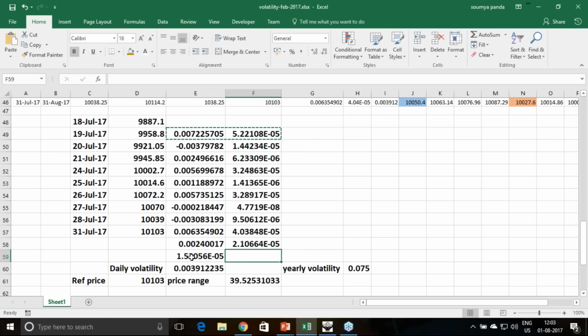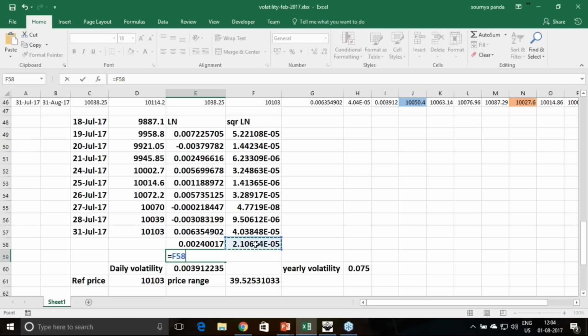Once the averages are calculated, you have to calculate the daily volatility. Whatever you have calculated in the square ln, we can name it as the square ln values, and this is the ln values. This is for our understanding. After this, whatever the square ln values we got, we have to take, and subtract the ln average we got, whole square.